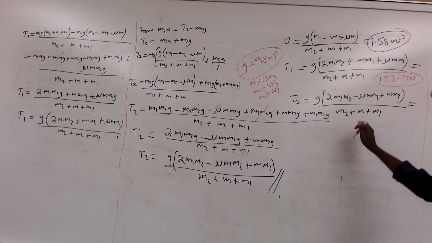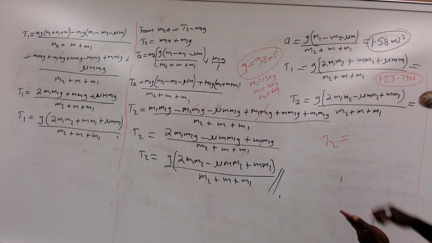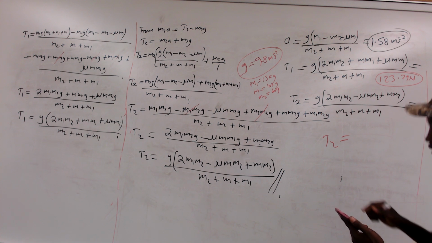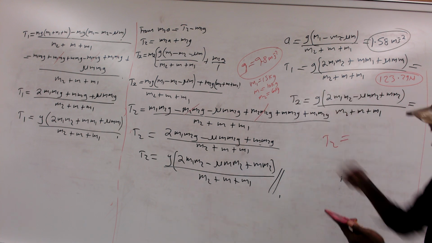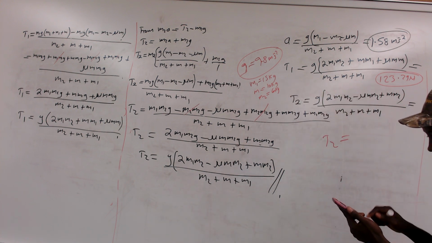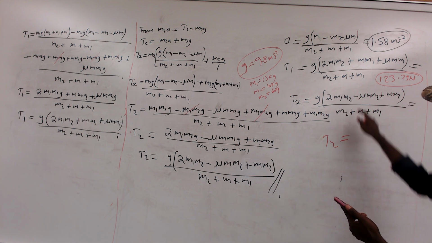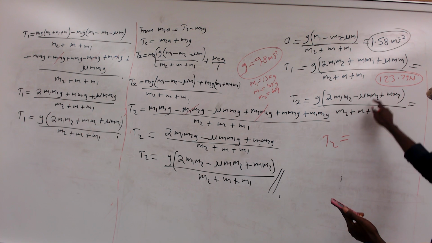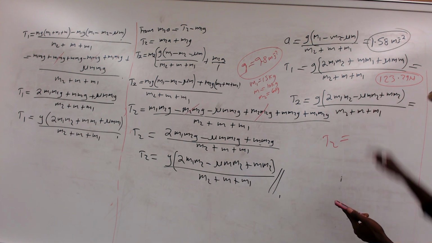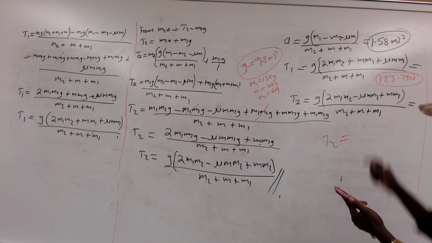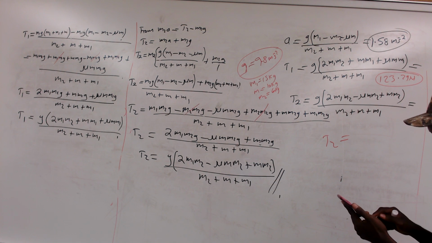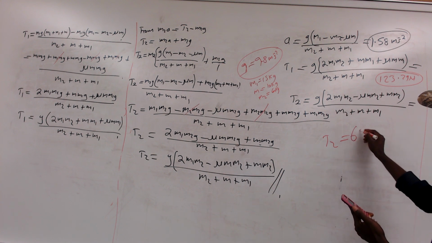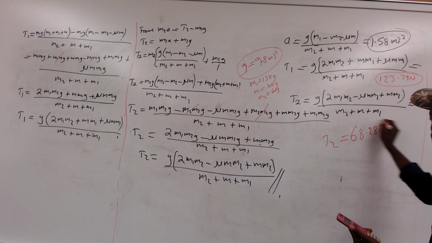So if we consider again T2, what's going to be the force for T2? The same thing, G is 9.8 into 2 times M1, M1 is 15 times M2 which is 6, minus 0.4 for mu times 10 times M2 which is 6, plus M which is 10 times M2 which is 6, bracket close, divided by bracket open 10 plus 6 plus 15, bracket close. So this is 68.28 Newton. So these are the values.